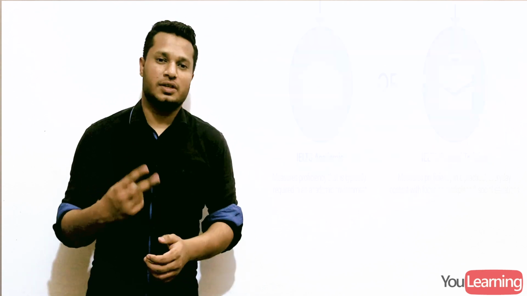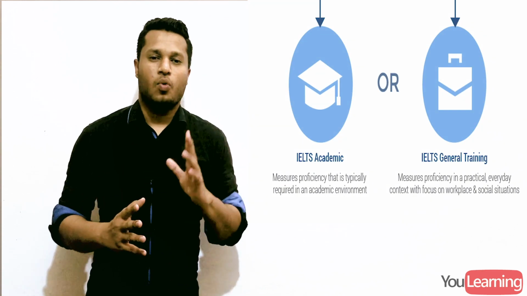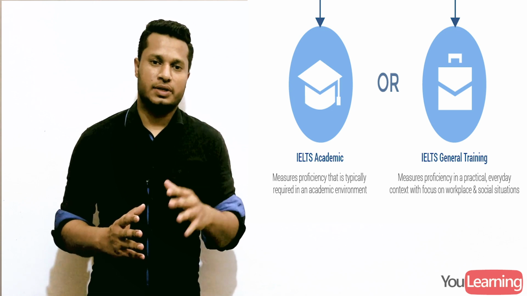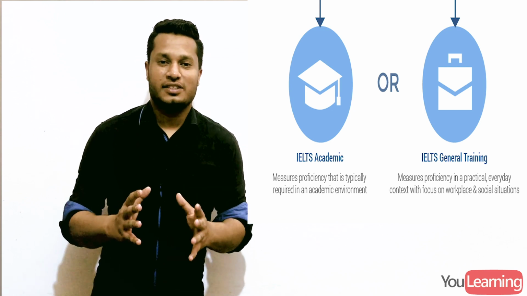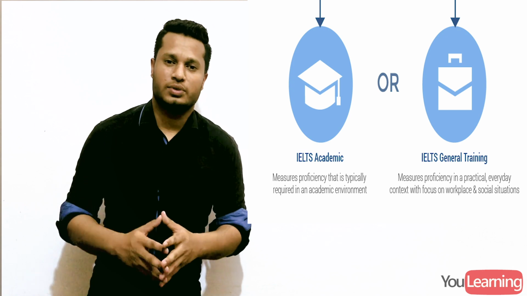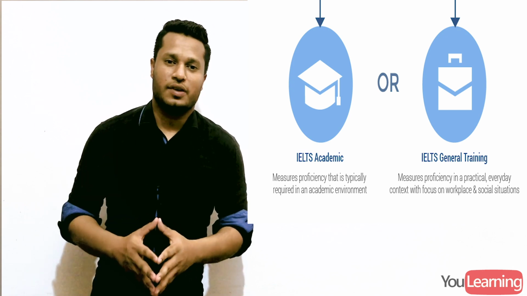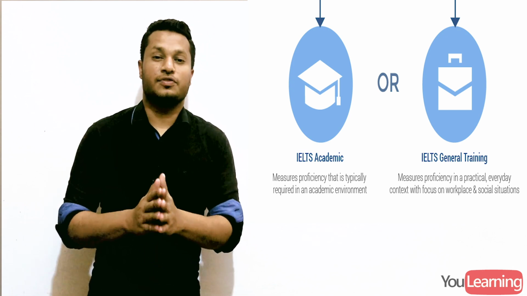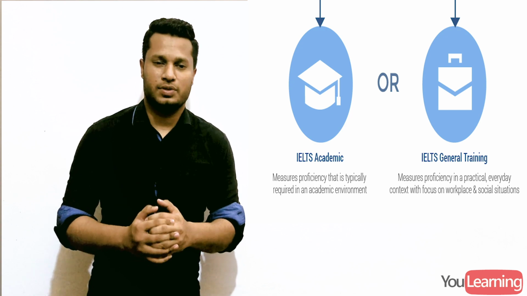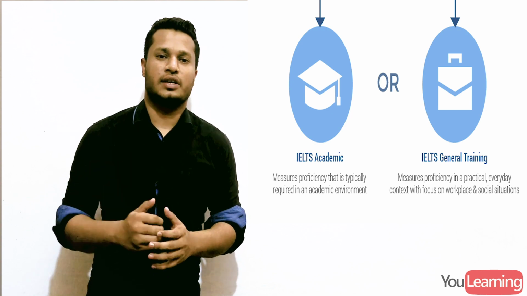There are two basic distinct modules of IELTS. One is the general category and the other one is the academic. The general test is taken if you want to go to some other country for a purpose other than education. Whereas if you want to go to some other country for the purpose of education, you have to go for the academic test.